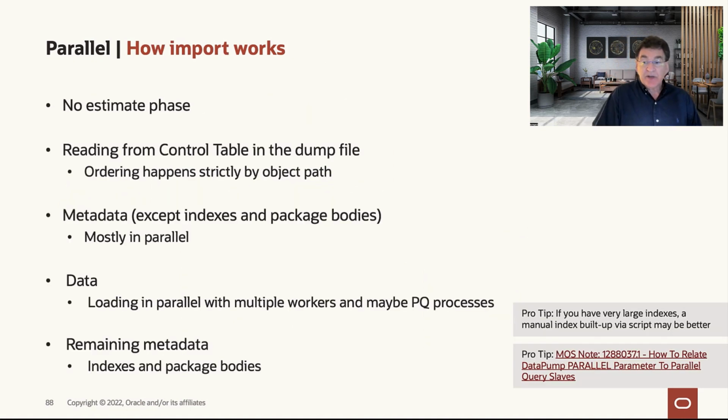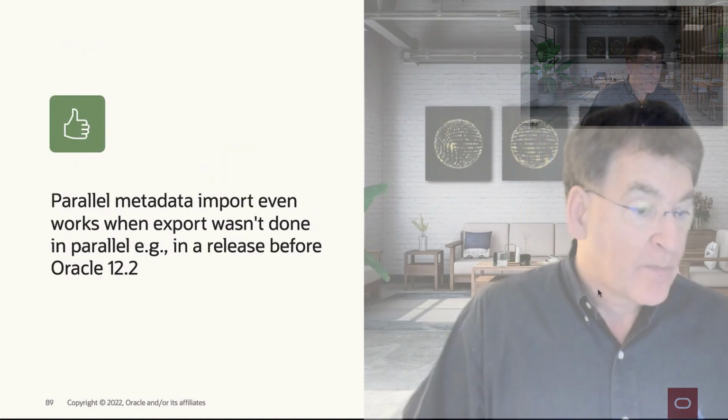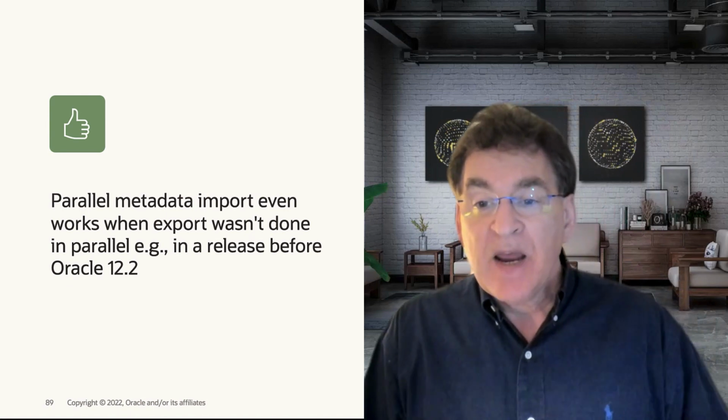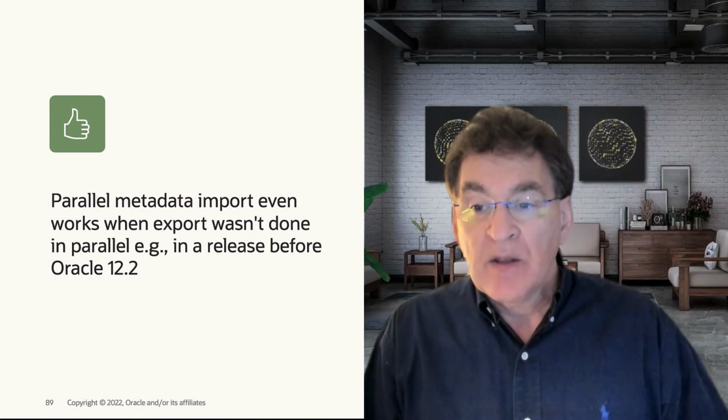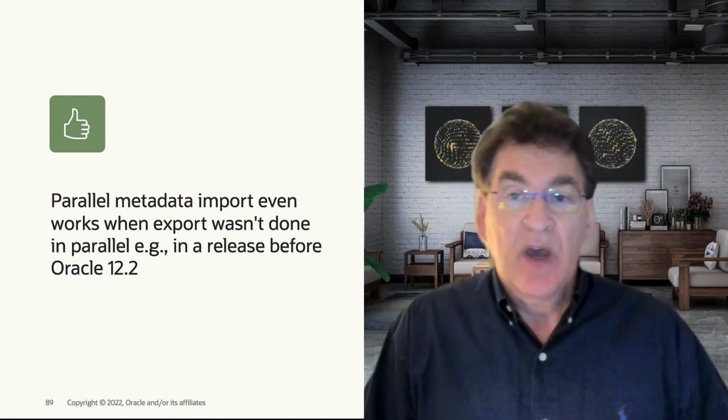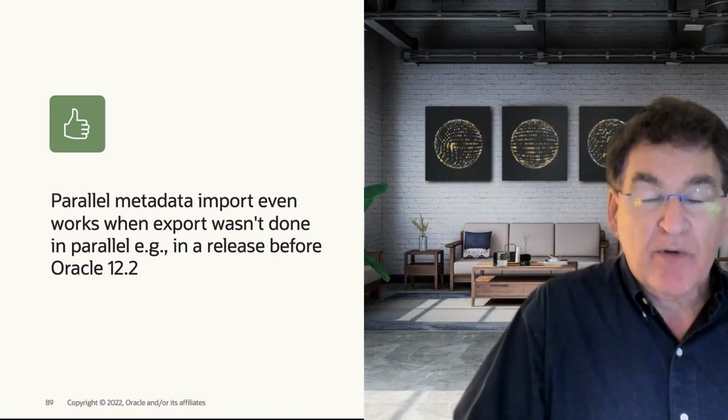Now, import assesses all import tasks by reading the control table from the dump file. It determines ordering requirements, mostly ordering the import by object path. In general, the object path is strictly followed for import. Table data cannot be imported before the table, but individual table data items can begin as individual tables are created. And parallel metadata import even works when the export wasn't done in parallel, such as if the export was done in a release before 12.2.